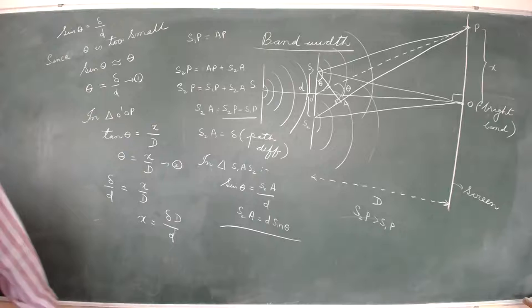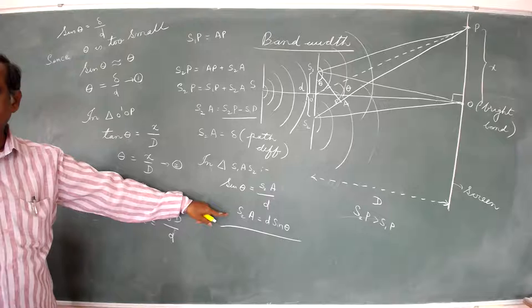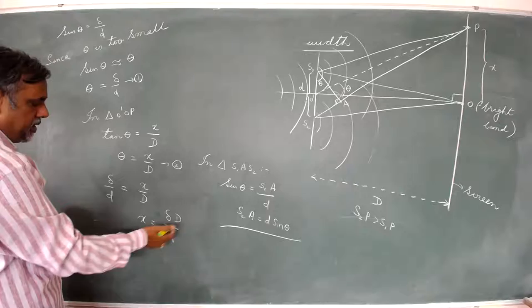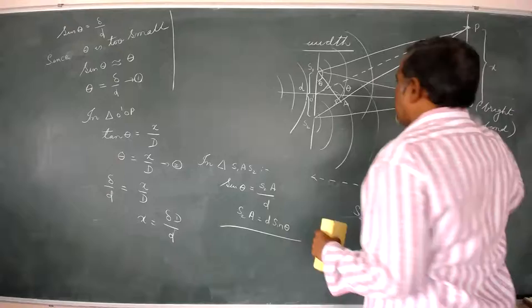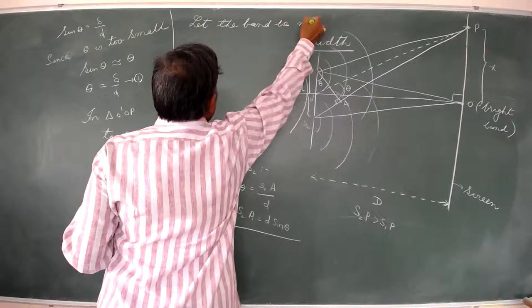Right. So the second procedure is S2A is equal to d sin theta. That is the path difference. Now, based on this path difference, whether bright band formation or dark band formation will depend. So look at this here, you see, x is equal to delta D by small d, right. Let the band which is getting formed at the point P be the nth band.